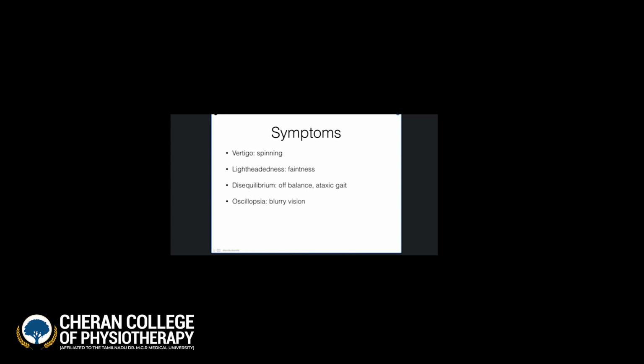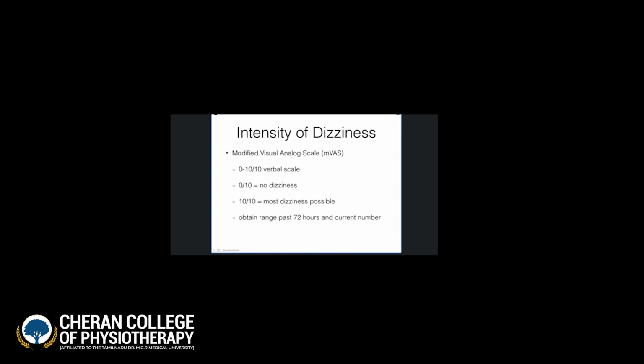Okay. What is the next? Circumstances. What are the circumstances? Which symptom is improving? Done. Now we are going for the intensity of the dizziness. Once you have done these three questions, then you find out how much your dizziness is, whether from 0 to 10 scale, how you will put it. So this is the fourth question you are going to ask.